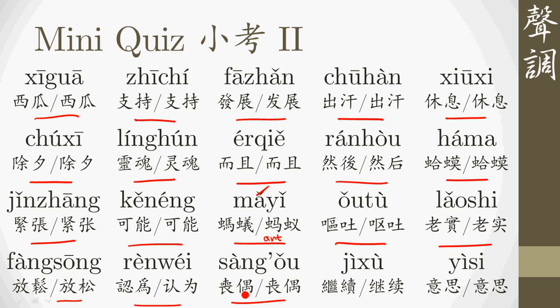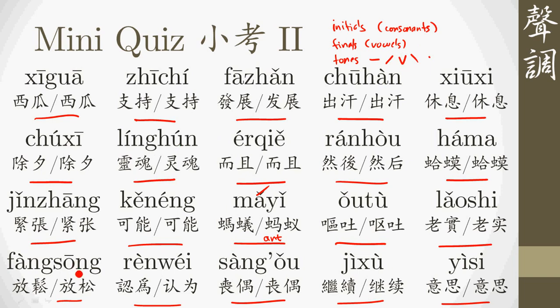Sangou. Sangou is to mourn the death of a spouse. Next. Jixu. Jixu. To continue. Next. Yisi. Yisi. Okay. If you had some trouble with these, I recommend you review my videos on initials, which are for the consonants. Review my video on finals, which include the vowels. And then you can also review my video on tones, which cover all the different four tones: flat, rising, low, falling, and neutral ones.